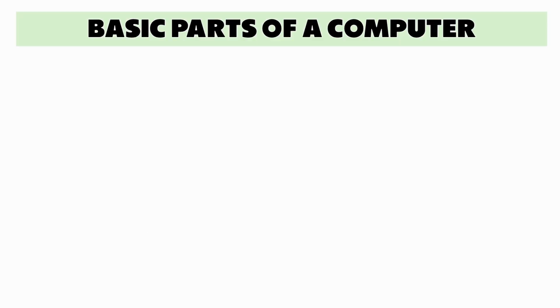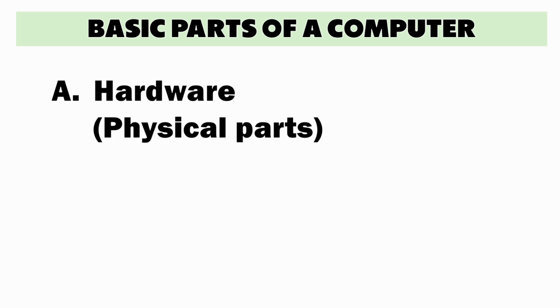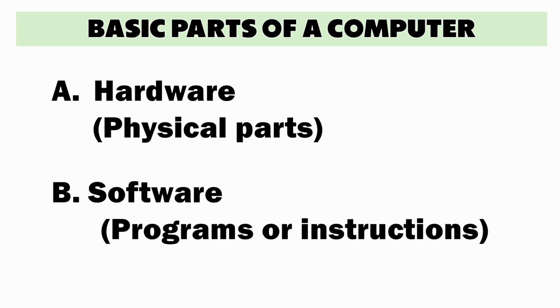And now we have the basic parts of a computer. First one is hardware or the physical parts, and second one is software or programs or instructions. Now, what is the difference between hardware and software? Can you give an example of each? And here's the difference. Hardware is what you can touch like the keyboard and monitor, while software is the program you use like MS Word or games.